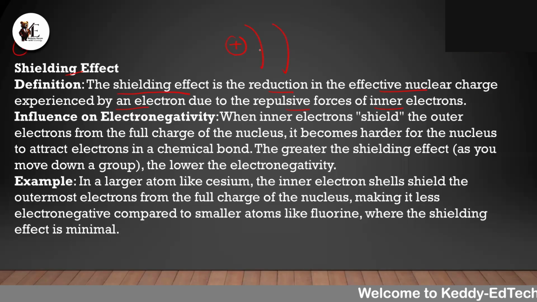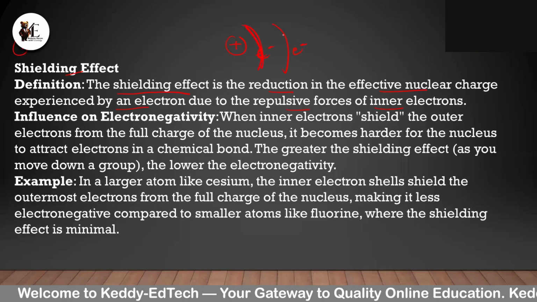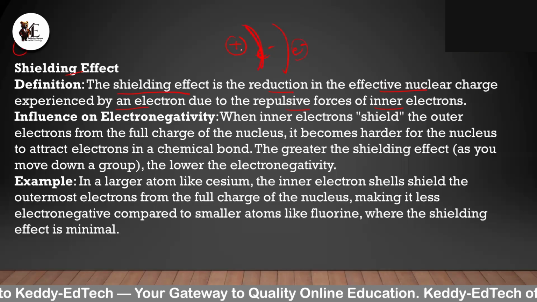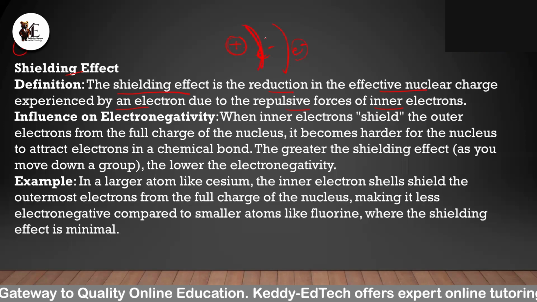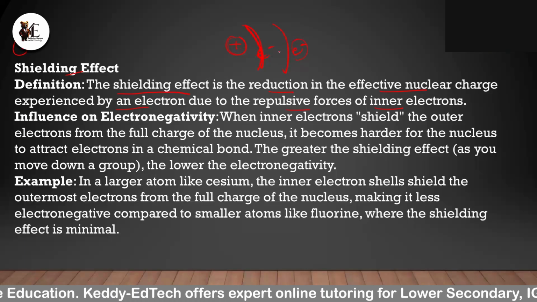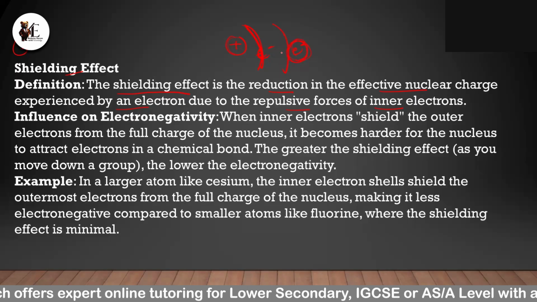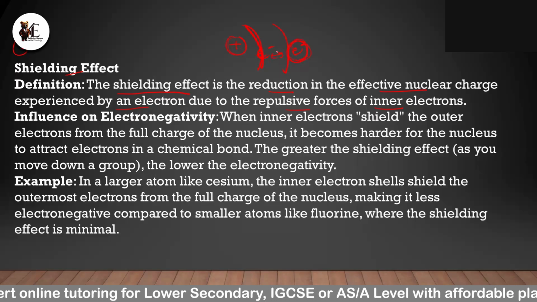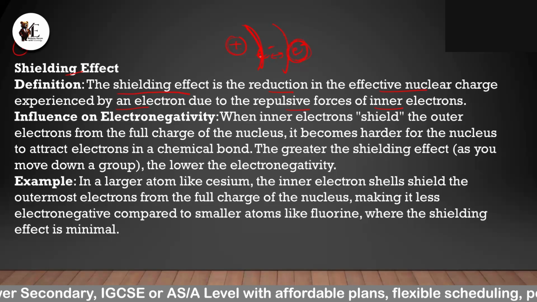These are my inner electrons and these are my outer electrons. So shielding effect means these inner electrons are shielding, protecting these outer shell electrons from reaching the fully positive charge of the nucleus. They reduce the effective nuclear charge experienced by an electron of the outermost shell due to the repulsive forces, because both these electrons have negative charge, so they repel each other. So this is your shielding effect.